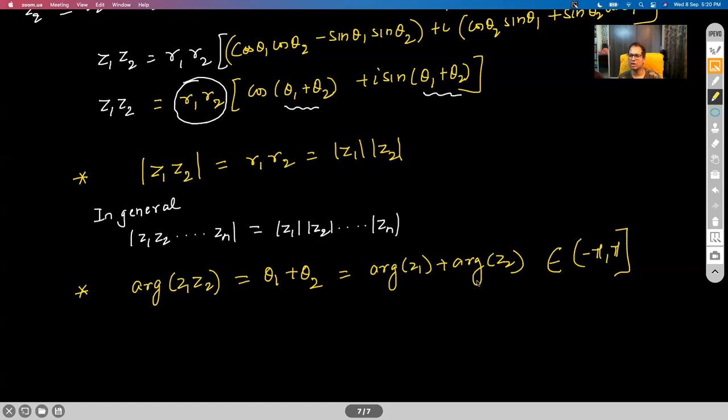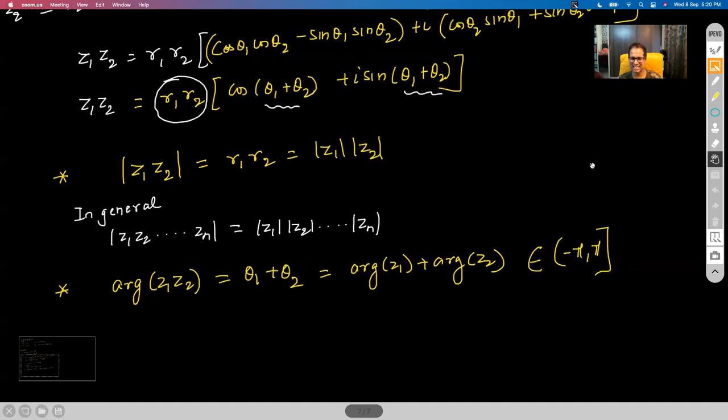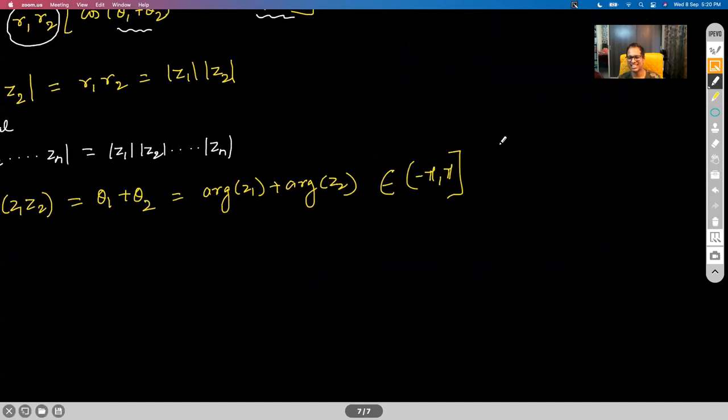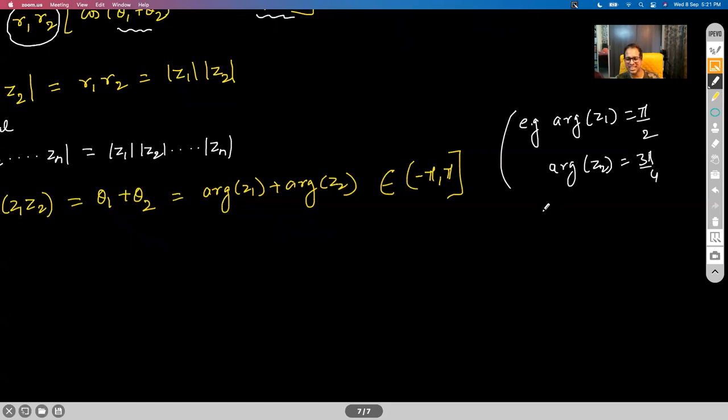Now, many people say, sir, what if it exceeds pi? Tab kya kare? Right? See, you already know your trigonometry very well, correct? Write a coterminal angle, which is basically having the same answer as that given angle. I'll just take an example here. Argument of Z1 was pi by 2, let's say. And argument of Z2 was, let's say, 3 pi by 4, right? Now I ask you, hey, tell me the principal argument of Z1 Z2.